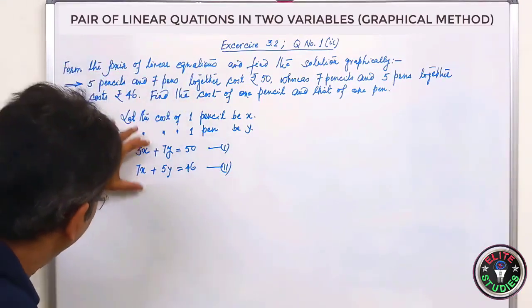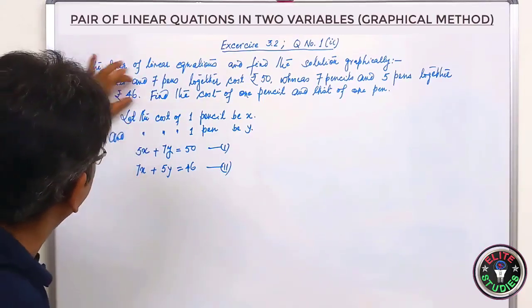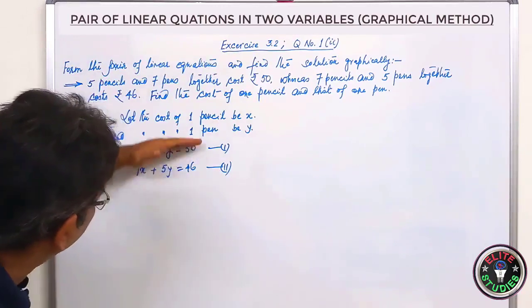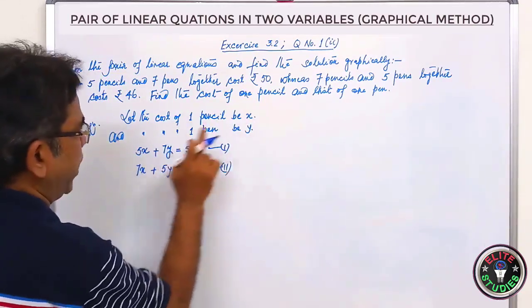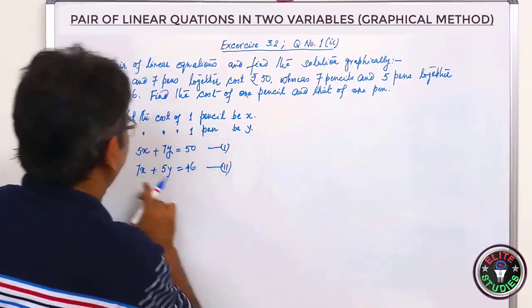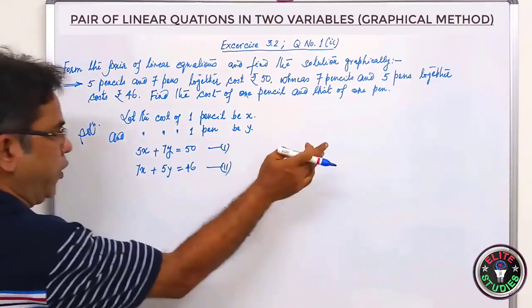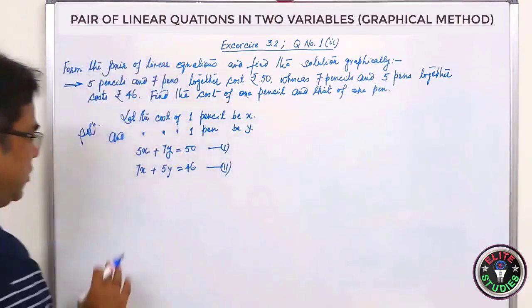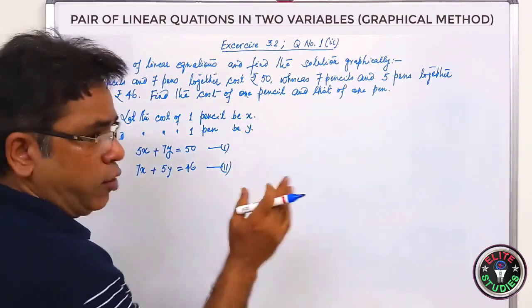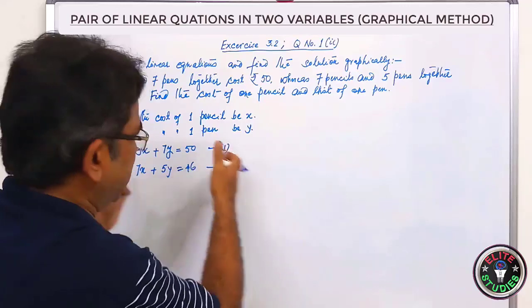So we have formulated, from these English words, a mathematical statement. This X is the cost of 1 pencil and Y is the cost of 1 pen. By solving these two given linear equations graphically, we will try to find the cost of 1 pencil and that of 1 pen. So try to understand how I am trying to solve these given equations graphically.